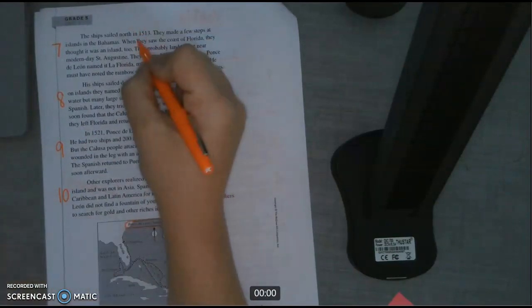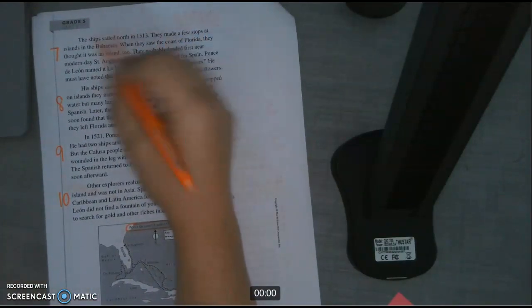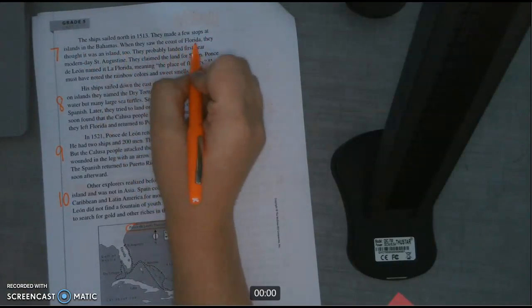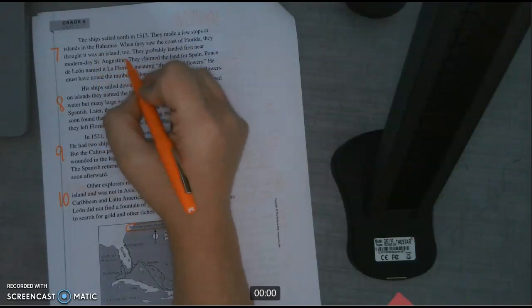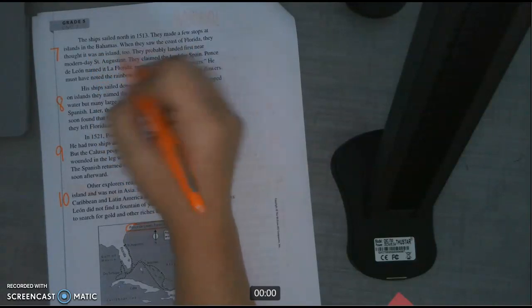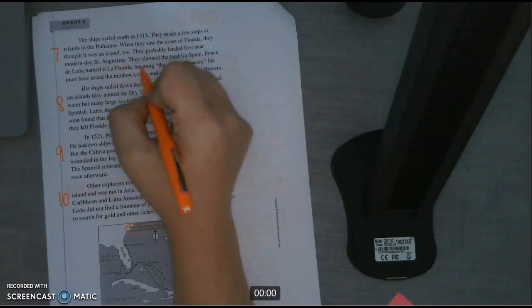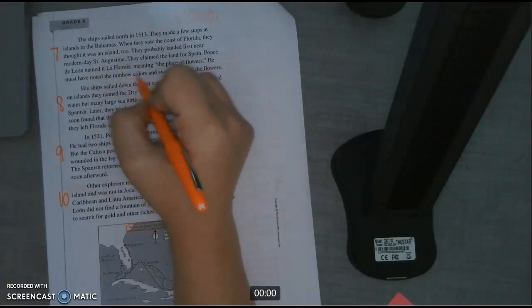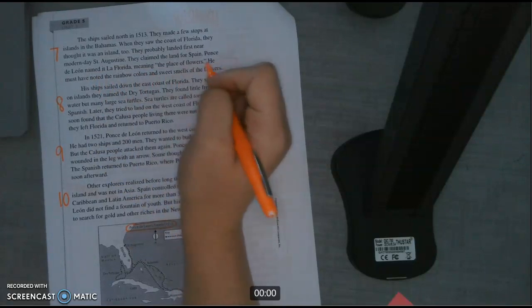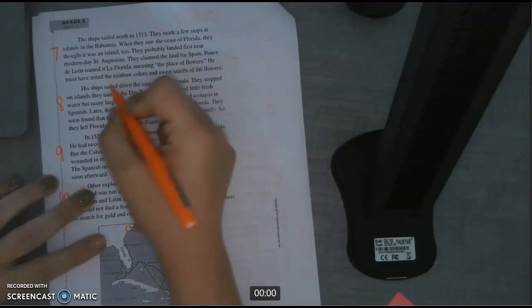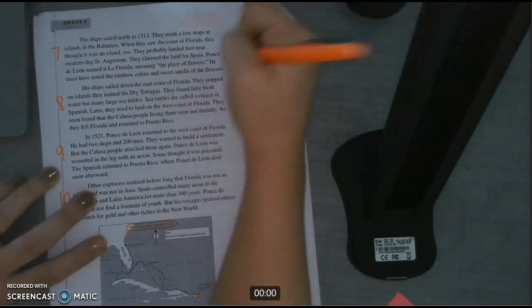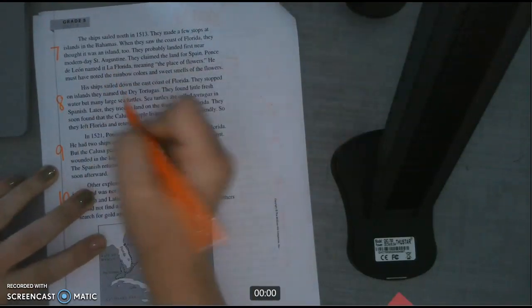The ship sailed north in 1513. They made a few stops at islands in the Bahamas. When they saw the coast of Florida, they thought it was an island too. They probably landed first near modern-day St. Augustine. They claimed the land for Spain. Ponce de Leon named it La Florida, meaning the place of flowers. He must have noted the rainbow colors and sweet smells of the flowers. So Ponce de Leon discovered Florida.